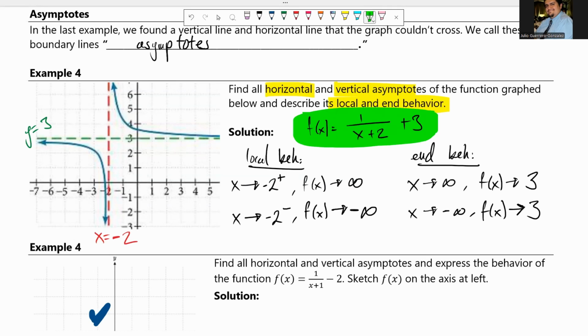Hopefully you guys see how I picked that out. The plus 3 came from this line, the horizontal asymptote. And then the plus 2 came from here, where the vertical asymptote was going to be. And it's opposite, you guys see that? Cool. All right, hopefully you guys are getting the hang of how to describe local and end behavior for graphs like these.